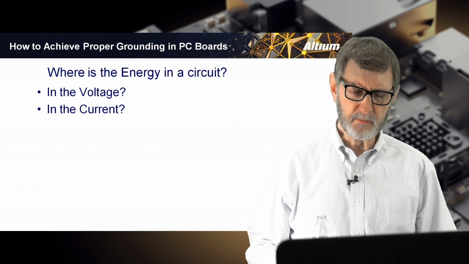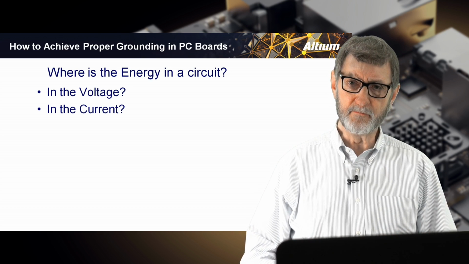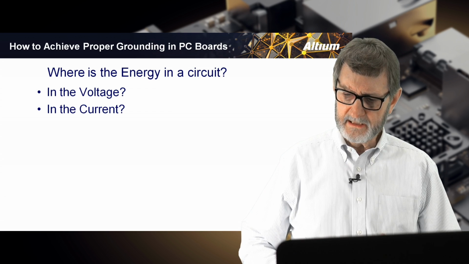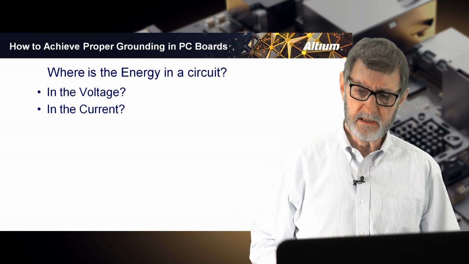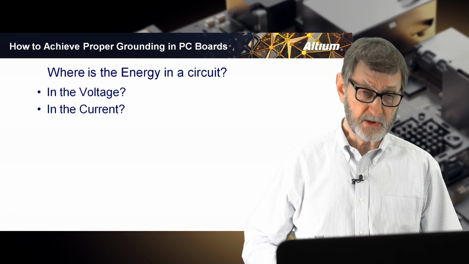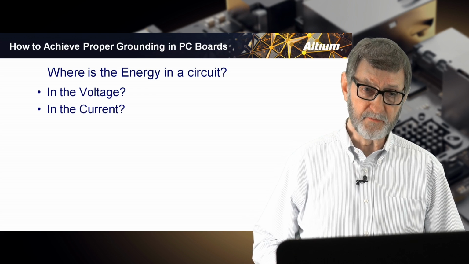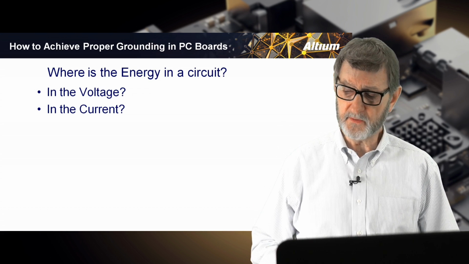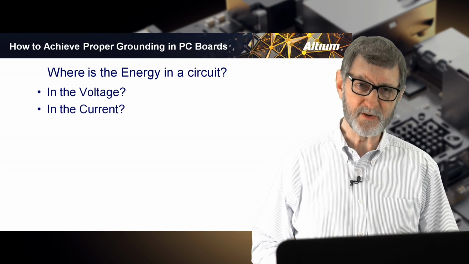And I thought for a moment and I said, well, Ralph, that's a great question. In power delivery, we have a relatively constant voltage and we vary the current. The current varies wildly in amplitude and frequency as you move energy into and out of the IC. So it must be the current. That's it, Ralph. The energy's in the current.